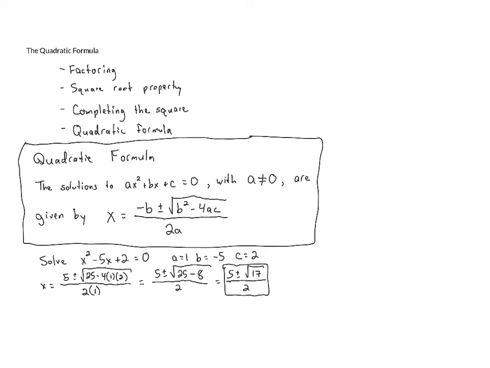You could also split it up into 2 fractions, 5/2 plus or minus the square root of 17 over 2. Either one of these is acceptable as an answer. It's generally a little bit better to split them up because sometimes we will have something that we can reduce. And in that case, we always want to reduce it. But in this case, either one of these works as an answer.